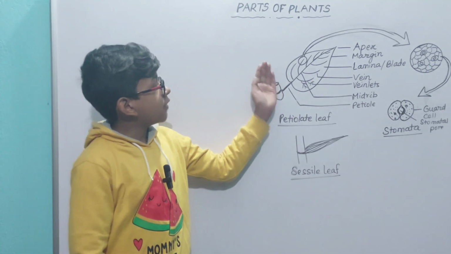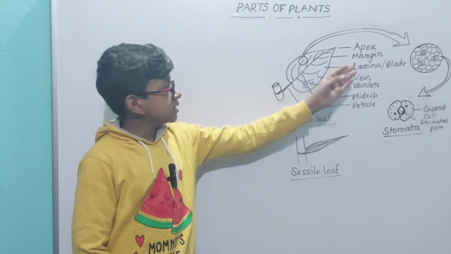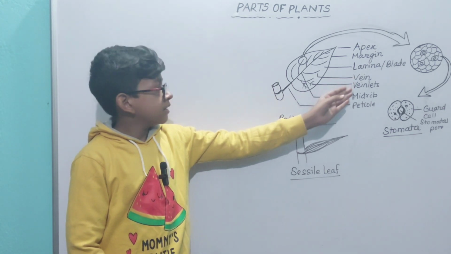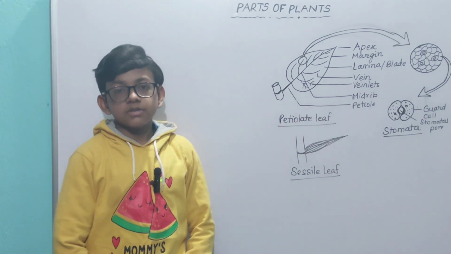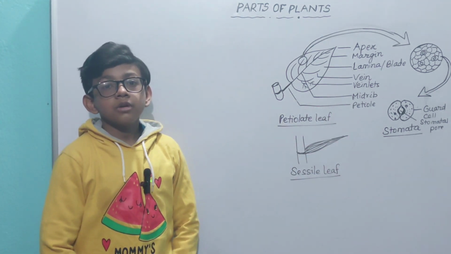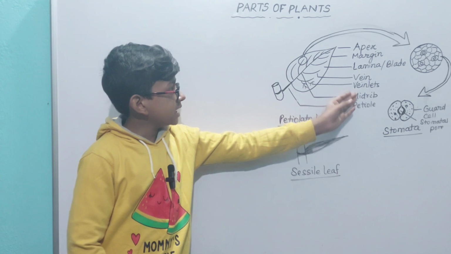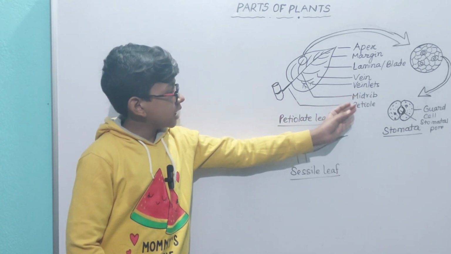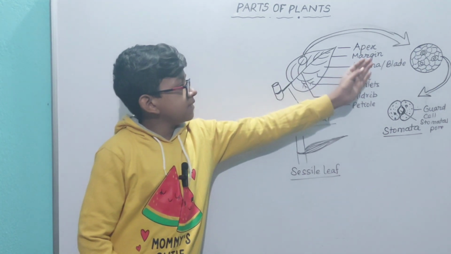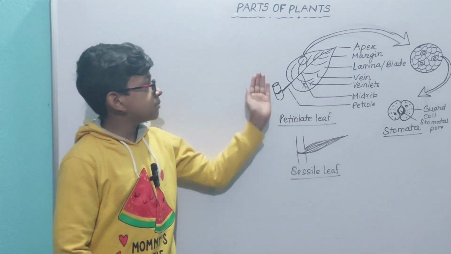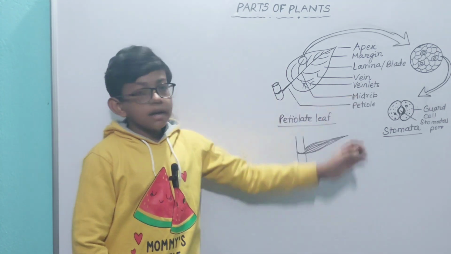Leaves are made up of different parts, which are apex, margin, lamina or leaf blade, vein, veinlets, midrib, petiole, stomata, etc. In this video, we will know mainly about lamina, vein, veinlets, midrib, petiole and stomata. So let's start. First of all, lamina or leaf blade. It is the green broad part of leaf in which vein, veinlets, midrib are found.